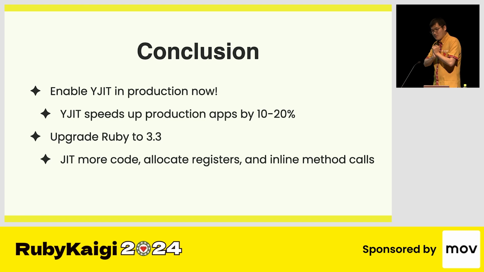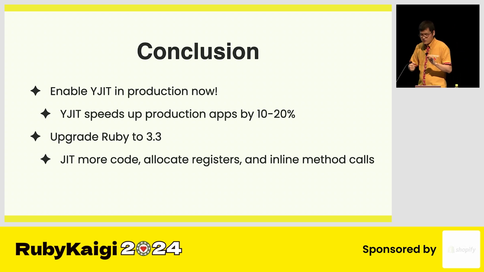The conclusion is please enable YJIT in production. We have observed 10 to 20% improvements in production. And also, please upgrade Ruby to 3.3. And if possible, please also upgrade Rails to the latest version. When 7.2 is released, it's going to also help your application's performance. That's all. Thank you.